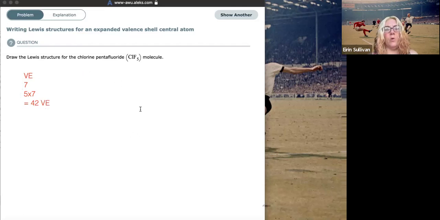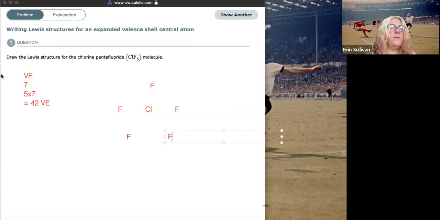So we're going to start with chlorine in the middle, and we're going to surround it with fluorines. Again, it doesn't really matter. Lewis structures do not actually tell you the shape of the molecule. You're going to have to do VSEPR theory for that, which is later. So for now, I'm just going to spread them around fairly evenly, just so we can see what we are doing here. Okay.